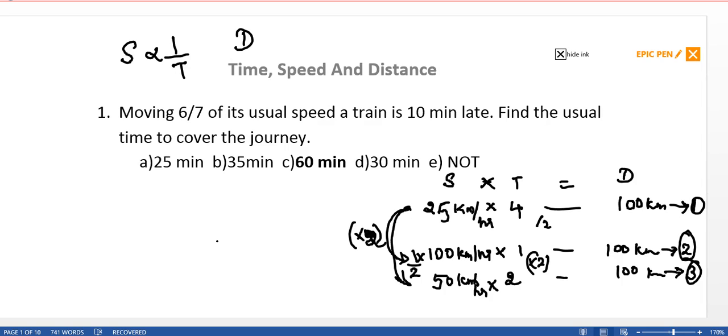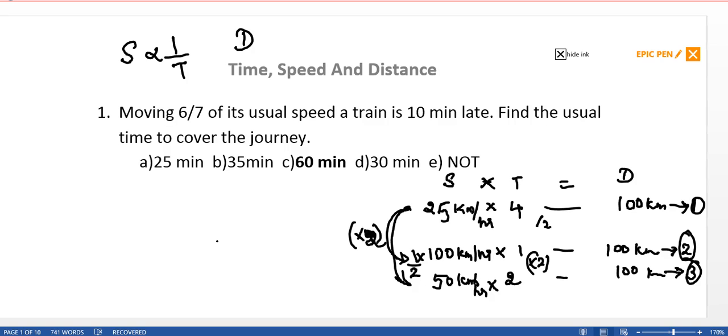So that is what I'm saying. If your speed increases, the time decreases. However, if you take too long to reach some place, obviously it means you're traveling at a lesser speed. If time increases, your speed decreases. This is a very basic concept that I'm going to use to solve most of the time, speed and distance problems.